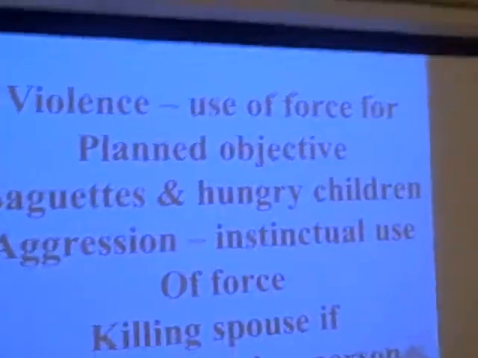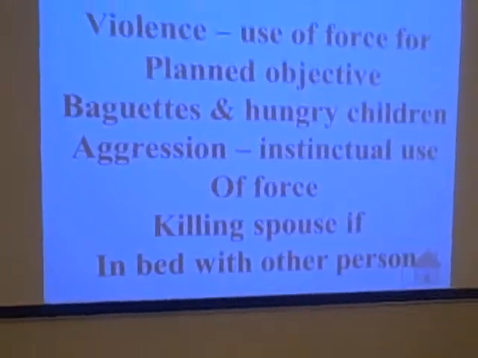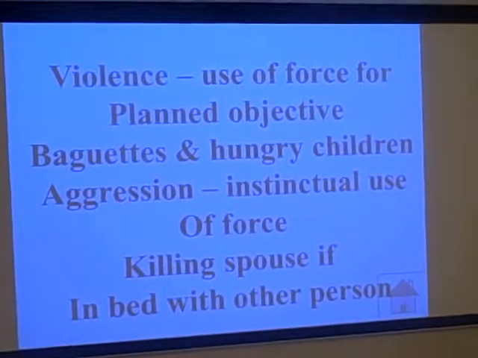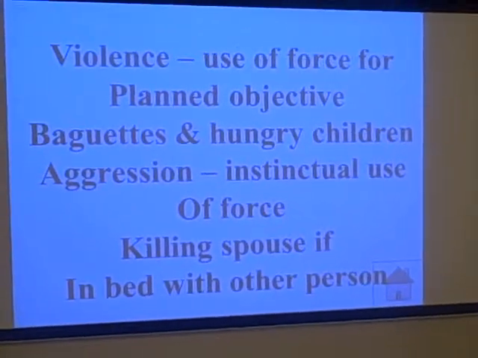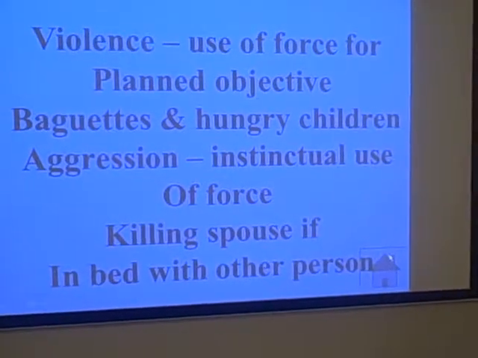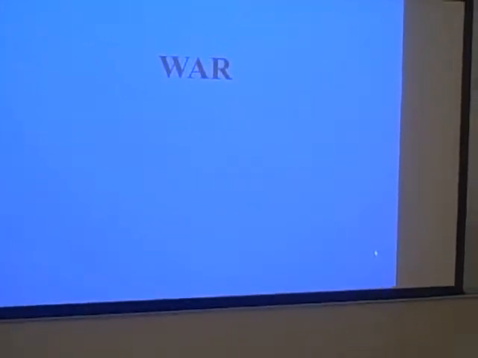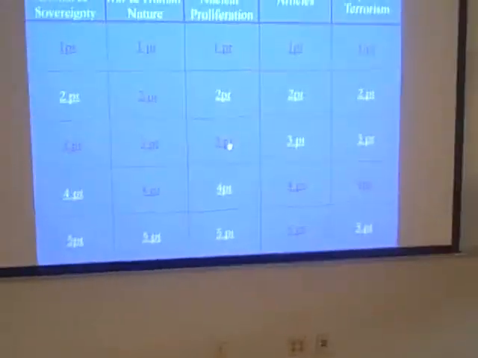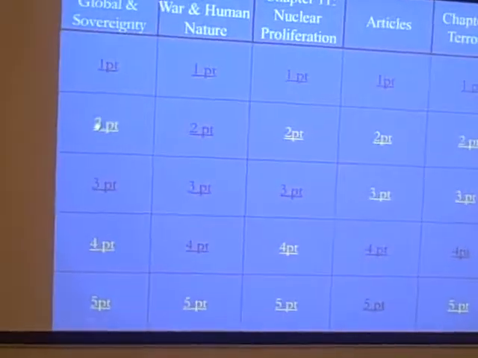Click it, Gene. Violence: use of force for a planned objective, baguettes and hungry children. Aggression: instinctual use of force, killing a spouse if in bed with another person. Touch the house, pick me a category, guys. Damn, Gene. I don't know what you've done. Okay, 2 points, chapter 8. List all you can. Click it, Gene.